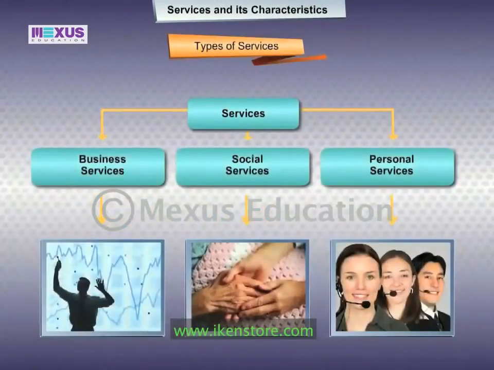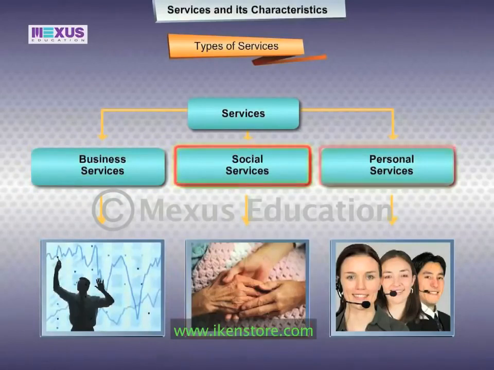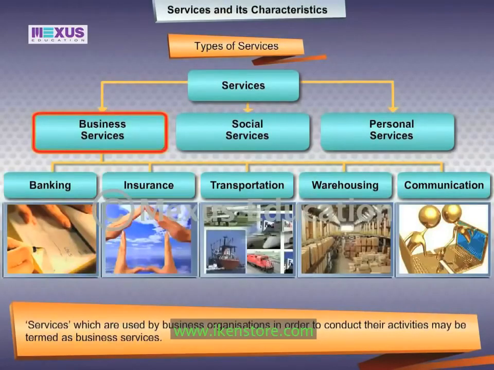Types of services. Services can be classified into 3 broad categories: business services, social services, and personal services. Let us understand the different types of services in detail. Business services. Services which are used by business organizations in order to conduct their activities may be termed as business services. Examples of business services are banking, insurance, transportation, warehousing, and communication services.